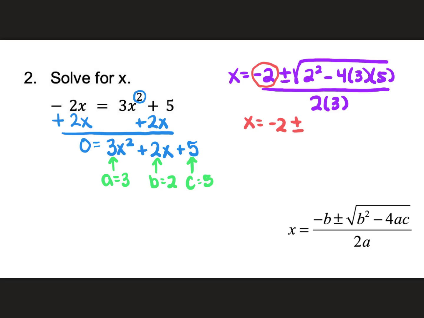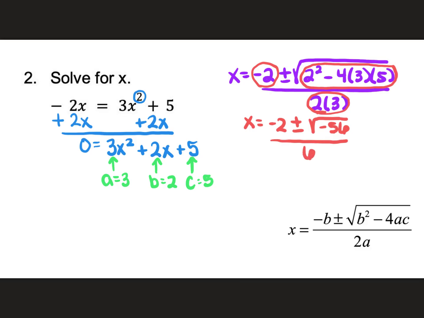We have our plus minus. We're going to write our square root. Then you're going to go ahead and put the discriminant inside your calculator. So we're going to try 2 squared minus 4 times 3 times 5. You should get a -56. And then in the denominator, we have 2 times 3, which is 6.